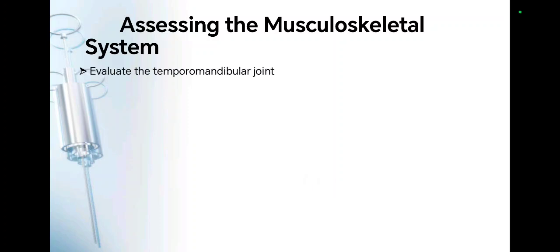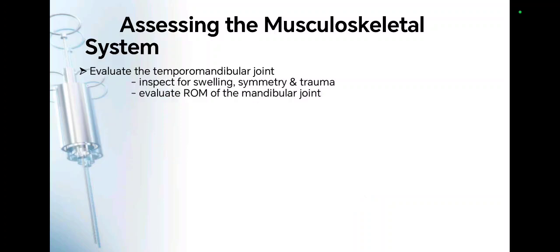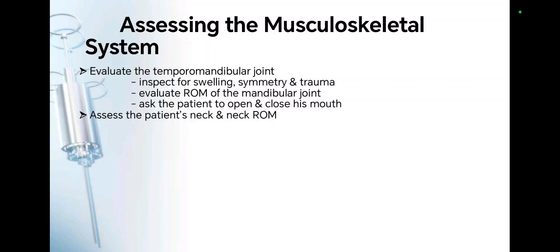So, evaluate the temporomandibular joint. Inspect for any swelling. So, starting from the head. So, assessing the musculoskeletal system, you start with the head down to your toes. So, inspect for any swelling, symmetry, and trauma. Evaluate the range of motion of the mandibular joint by asking the patient to close and open his mouth.